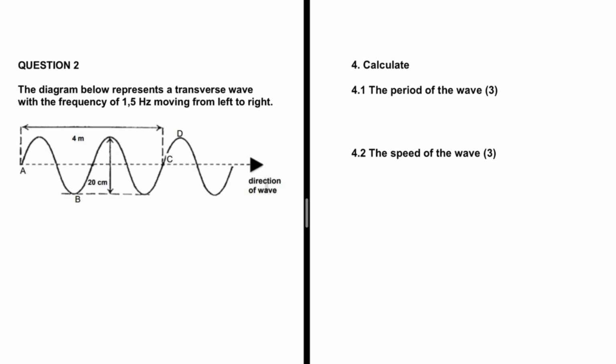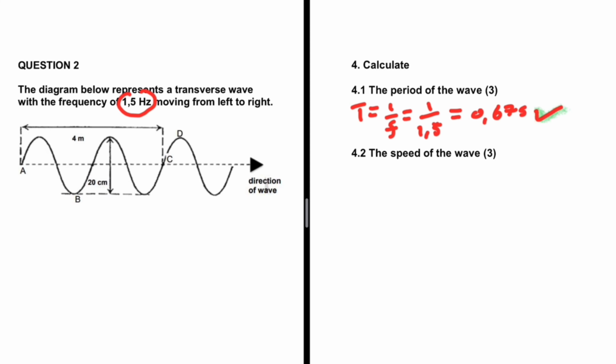4.1, calculate the period of the wave. We are given the frequency. Obviously, if we are given the frequency, it becomes very easy to compute the period. So we're going to have the period being equal to 1 divided by frequency. This is going to be 1 divided by, not 0.5, but 1.5. Our frequency is 1.5. And this will give us 0.67 seconds.